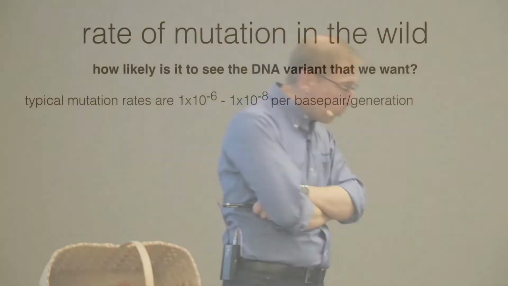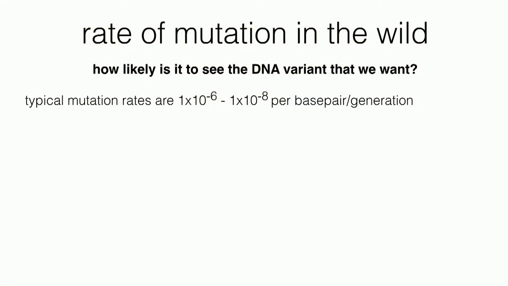How likely is it that we would actually see a variant? So if I had a tomato plant and I wanted to see a change in a specific gene that changed the height of the plant, how likely am I, just naturally, through errors in replication or through environmental errors, to find that change in that gene? Well, the typical mutation rates are really small, 1 times 10 to the minus 6 to 1 times 10 to the minus 8. I'm not very good with scientific notation and negative numbers.